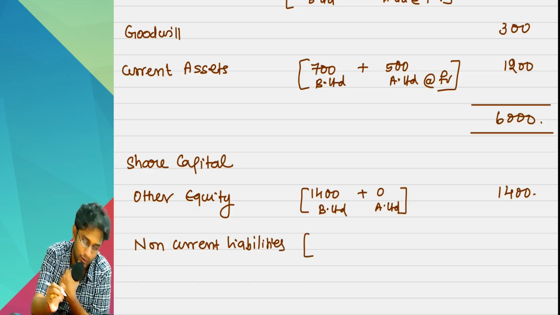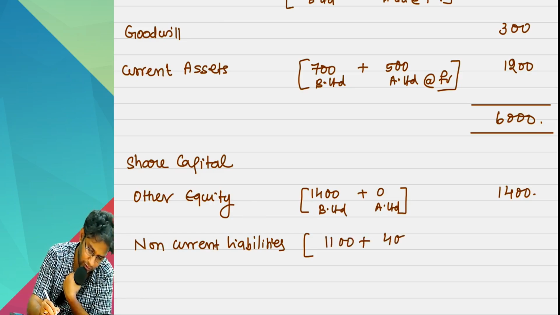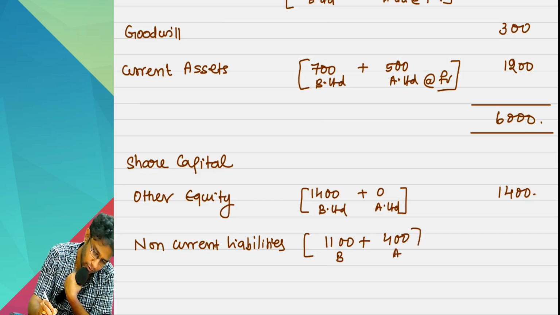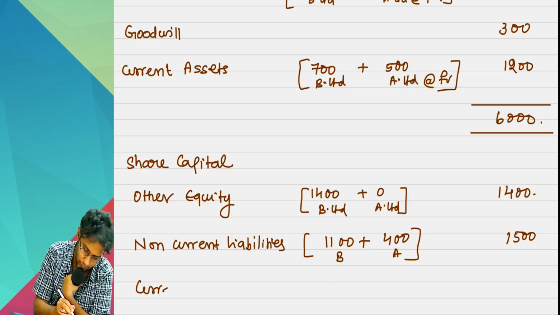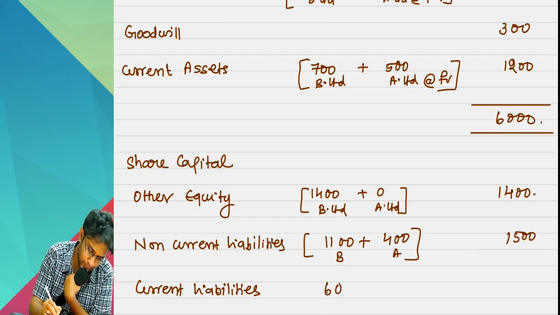Non-current liabilities. What is the value, sir? 1100 plus 400. Current liabilities.